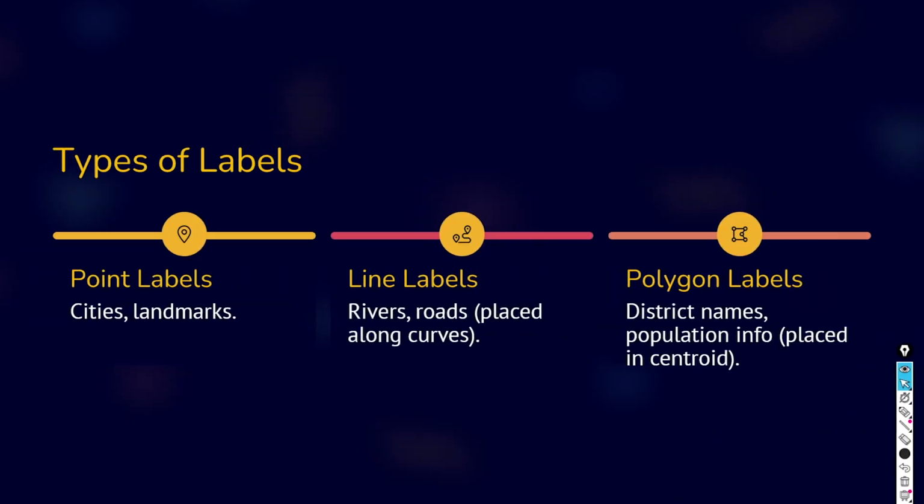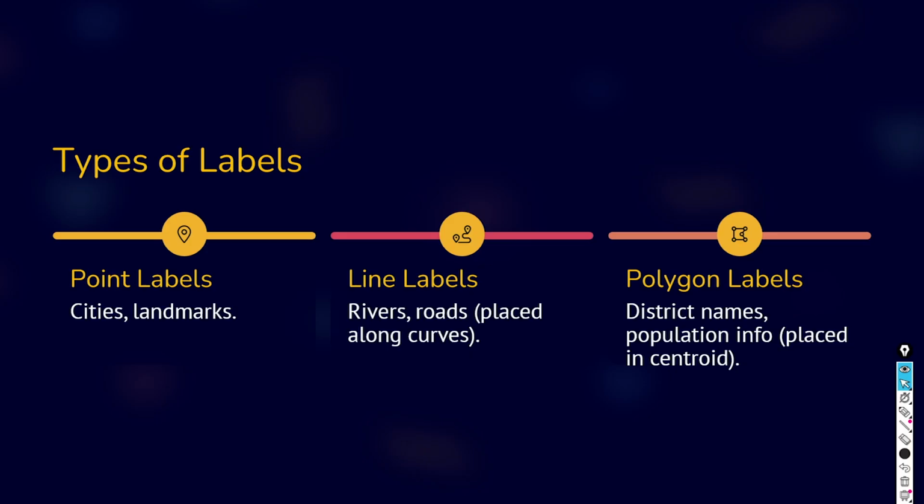Types of labels. For points, like cities and landmarks, we will have point labels. For rivers, roads and railway networks, we will have labels placed along the curves or along the paths. And for polygons, that is our boundaries or areas, we will have labels such as district names and population info. We will have this label placed at the centroid, that means the center of the polygon.